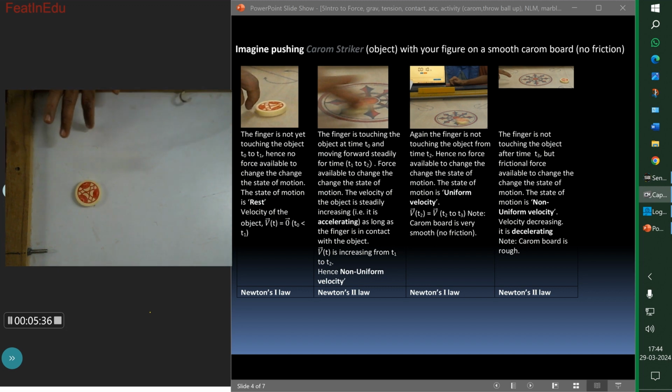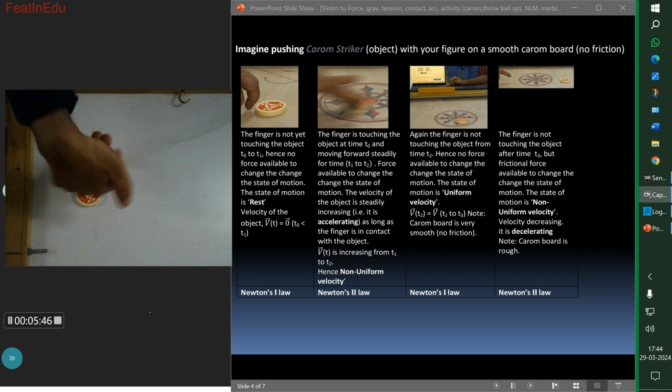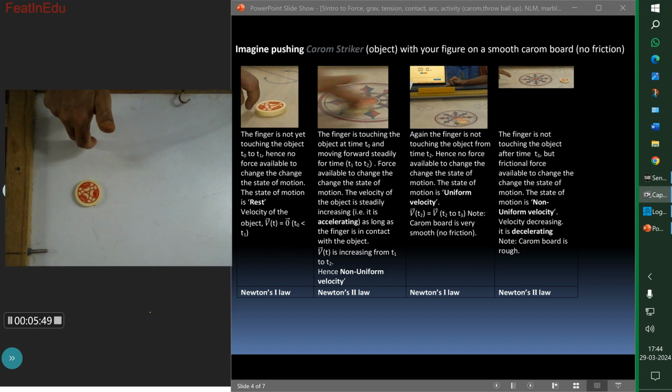After t2, its velocity, from t1 to t2, its velocity increased. Then its velocity decreased by itself. My finger was not doing that. Why did it decrease? Because there was an opposing force called frictional force acting. So frictional force becomes an external force or the net force, and that is the cause of the change of motion. That is again in accordance with Newton's second law of motion.